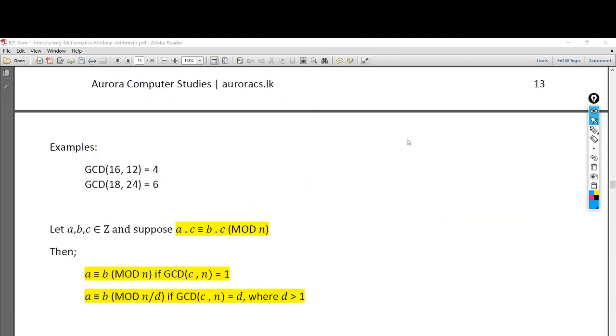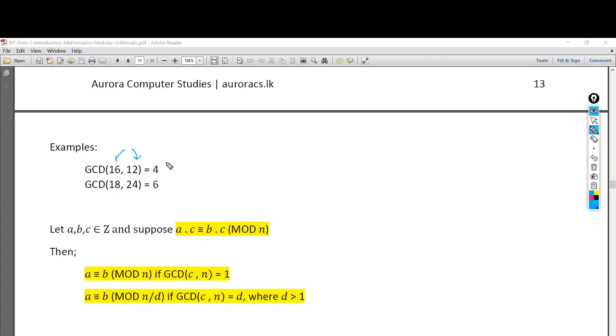Of course, you must know what is meant by GCD. We discussed that last time also. For example, GCD of 16 and 12 is 4. Right, so GCD of 18 and 24 is 6. So what is the definition of GCD? GCD is the largest number that divides all the given numbers. So you have to find the largest number.